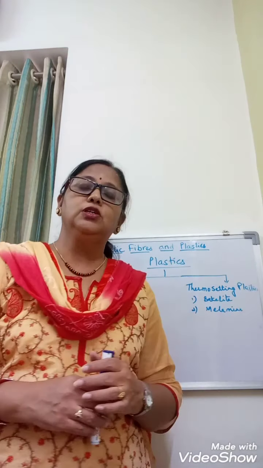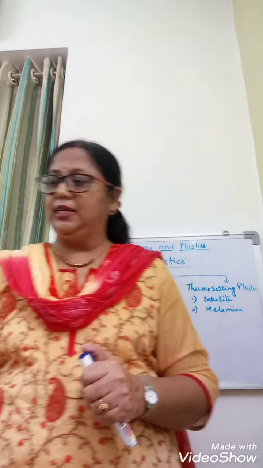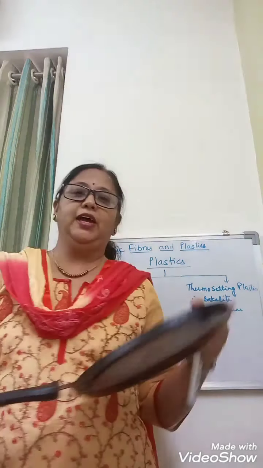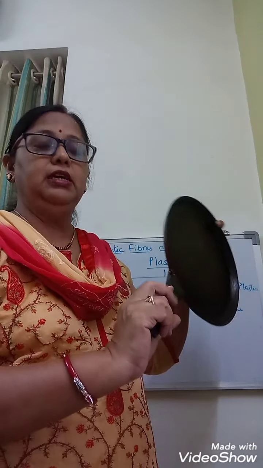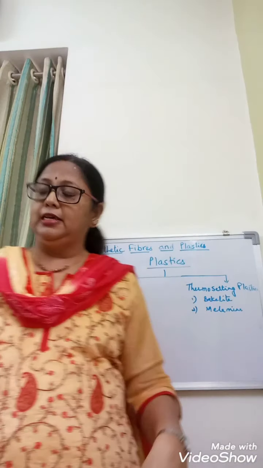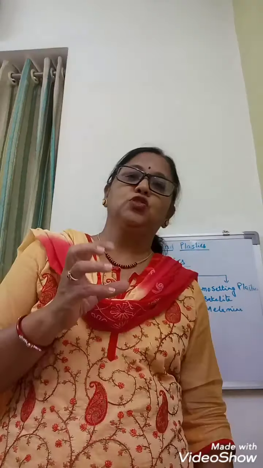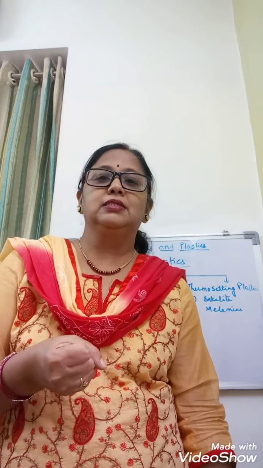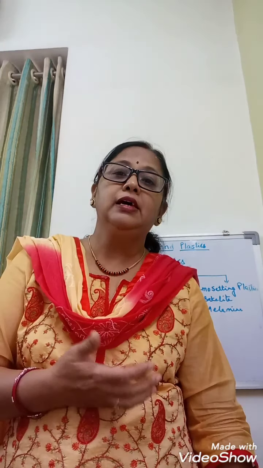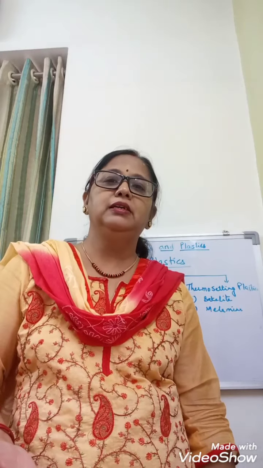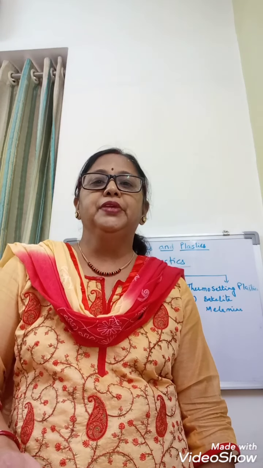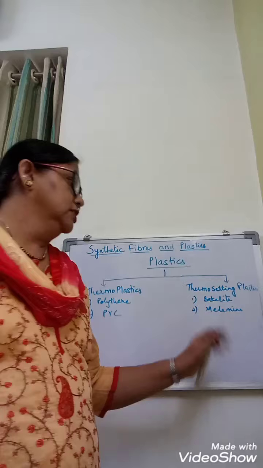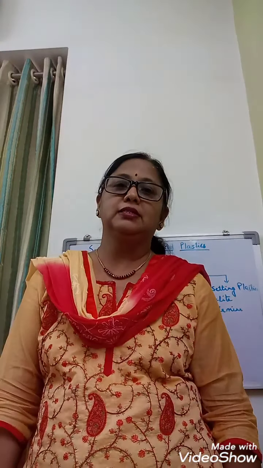Then bakelite, it is also a thermosetting plastic. One example is here. It is a frying pan handle. Here you can see the handle is made up of bakelite. It is a thermosetting plastic. It does not get soft on heating. It is heat resistant. That is why we are using it for holding the frying pans or tawas or handle of cookers. They are made up of bakelite material because it is heat resistant. And this melamine, this is also a heat resistant plastic.